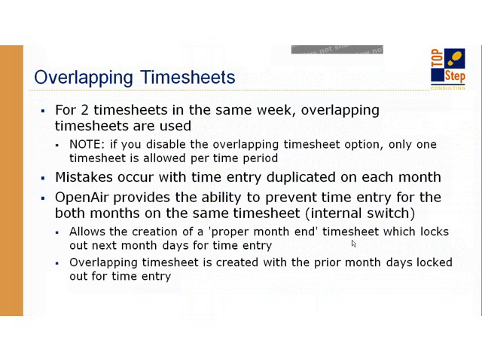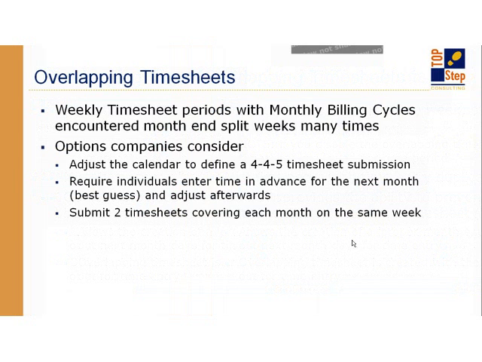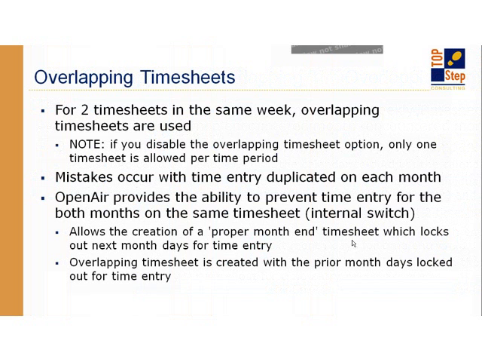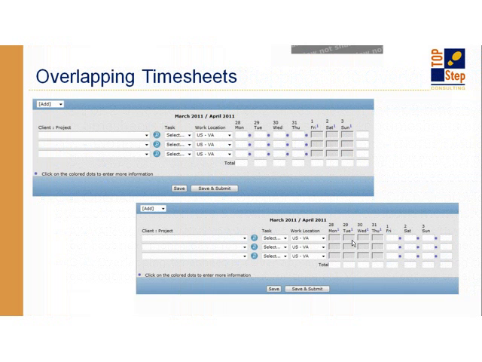All right, that's what I covered there. There's another switch that you can do that will actually prevent you from entering time on the same day on two different timesheets. So if you've already entered time on the 31st and you create an overlapping timesheet, the 31st is automatically going to be grayed out because you've already entered time on that day. It won't allow it on two different timesheets. So different combinations of these may or may not make sense for you.